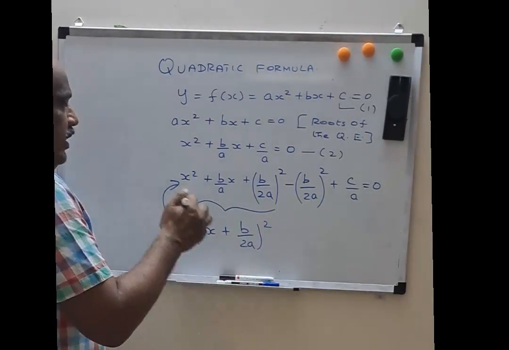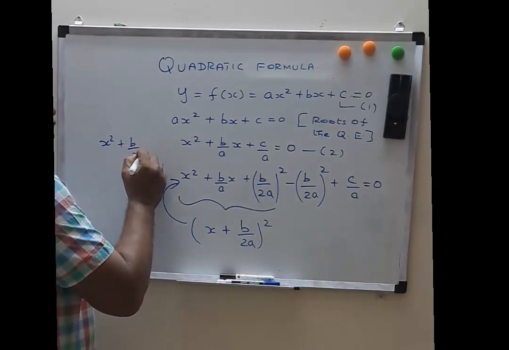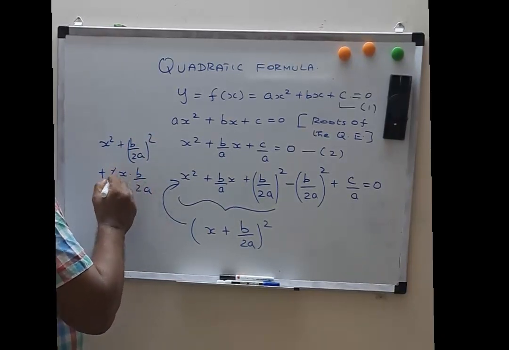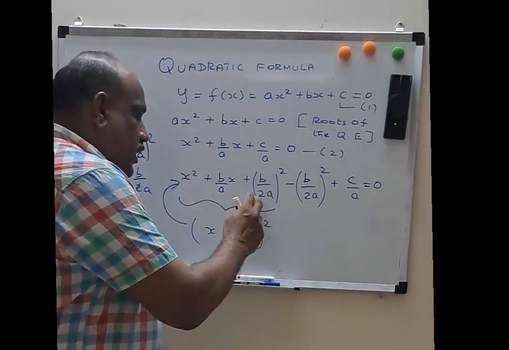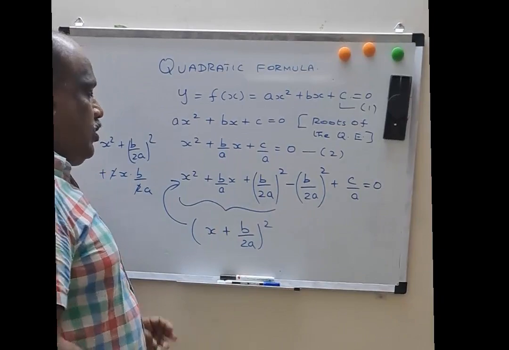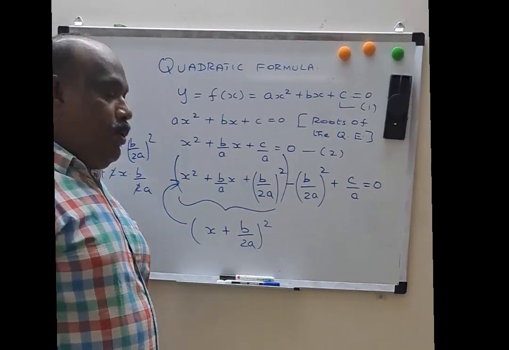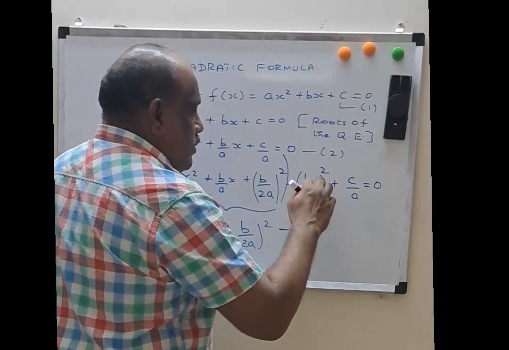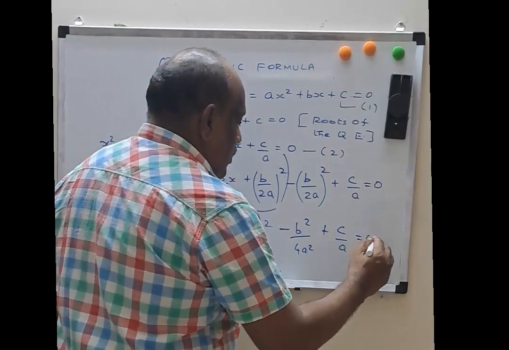So if I expand this one, I will end up here. What is the expansion of this one? It becomes x squared plus b by 2a whole square plus 2 into x into b by 2a. So this 2 gets cancelled, and I will end up with the middle term, which is nothing but b by a into x. So in order to write these three terms as a perfect square, I have added this term as well as subtracted this term. So these first three terms can be written as x plus b by 2a the whole square minus b squared by 4a squared. I have just expanded the square to the numerator as well as the denominator, plus c by a is equal to 0. That's fine.